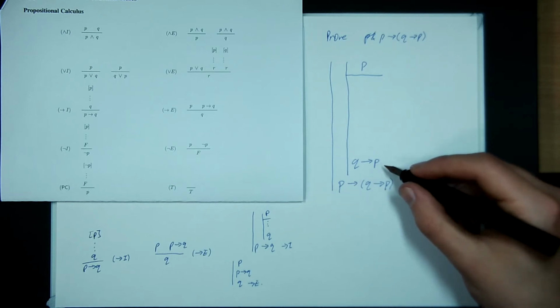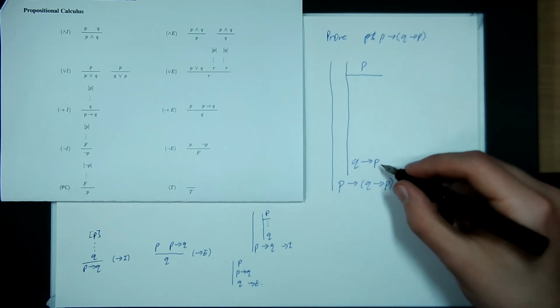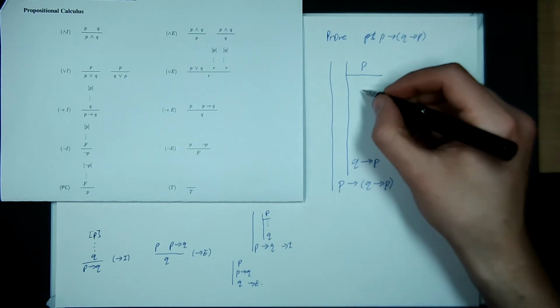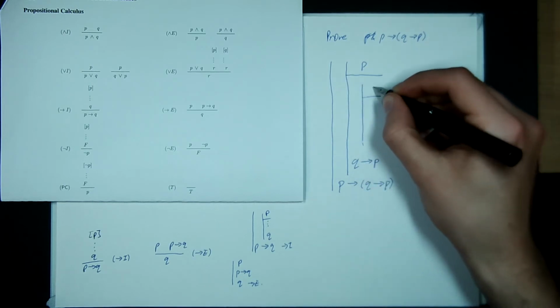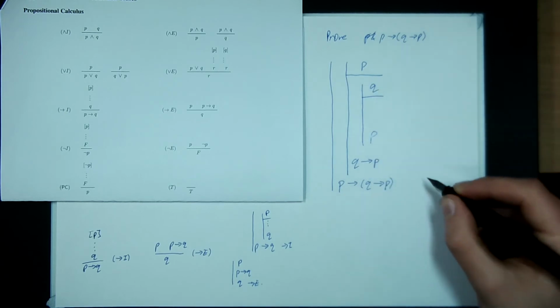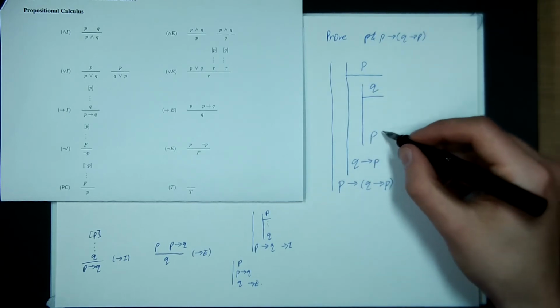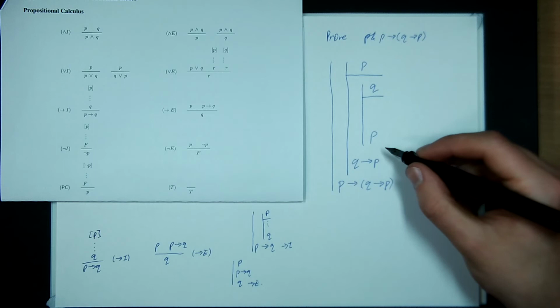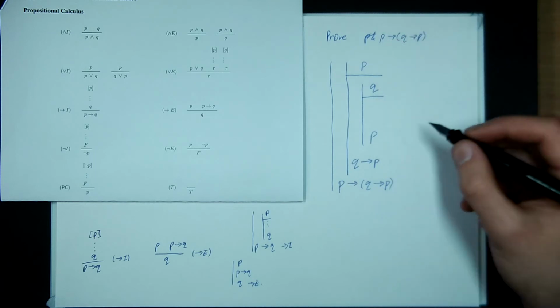Well, now I'm in exactly the same situation as before. To prove an implication, I have to assume the left-hand side, derive the right-hand side. So I'm going to do that. Assume Q, derive P. Okay? At this point, proving P is easy. I've already got P up here. I can just sort of steal the P down using what's called the repeat rule, where you can always just copy a line for free.